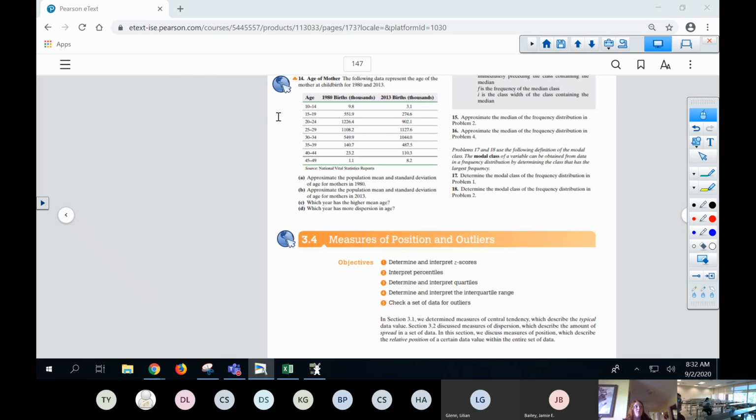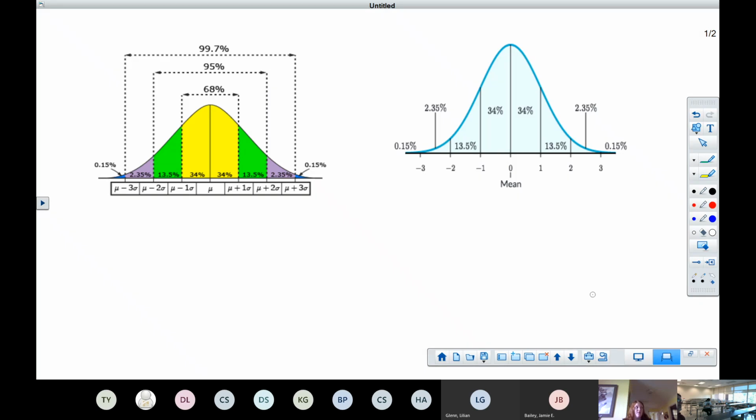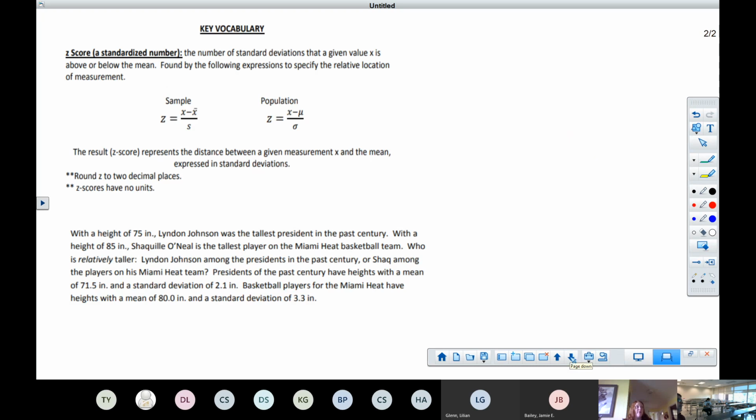Okay, Z-scores. I'm not even going to show you the book. I'm just going to the whiteboard. Next page. Okay, write down the Z-score formula. They're both the same, just different variables. For the sample, you got regular letters. For the population, you got sigma and mu, which are Greek letters. And go ahead and write that question down too.